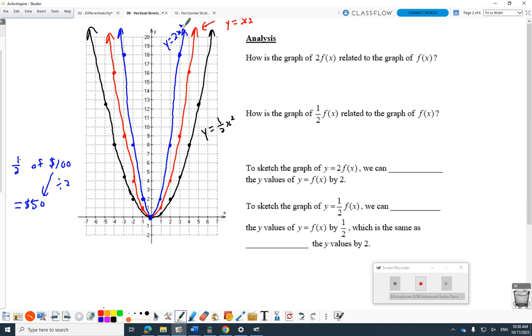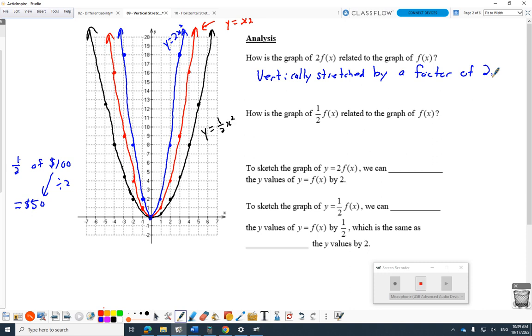That's the fancy words. There's lots of words you could use. The words you'll see most often is vertically stretched by a factor of 2. That's the fancy sentence. Is there other ways to say it? Yes, but that's the one we'll use in math class most often.